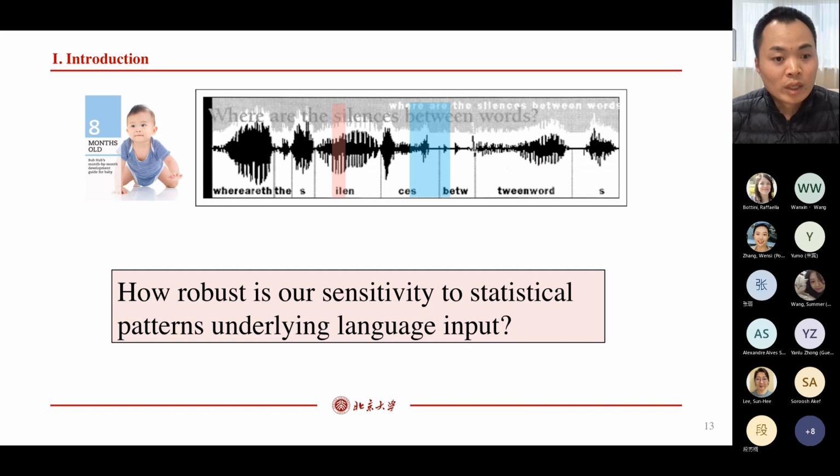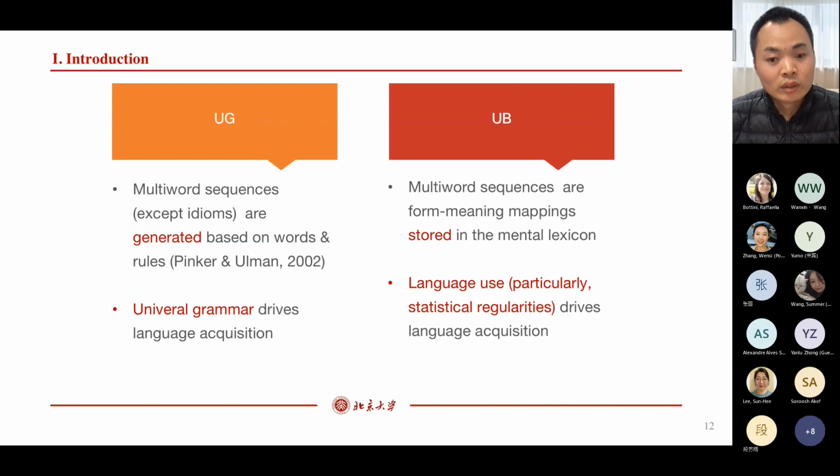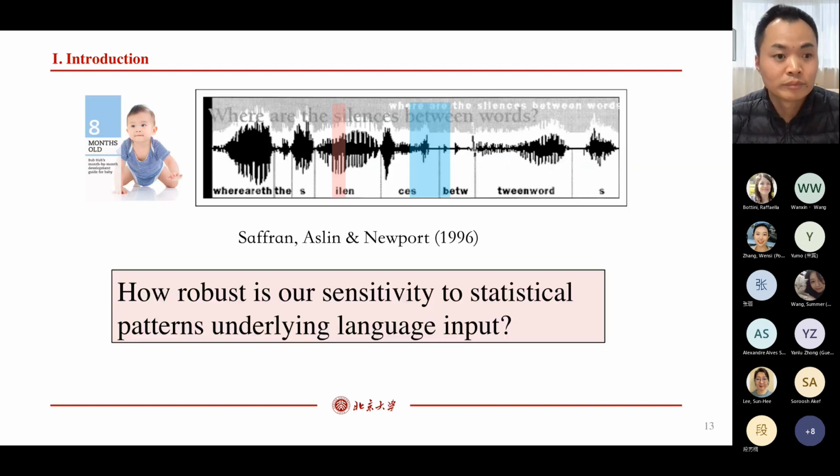So following these two slides, we're going to see why I'm going to focus on multiword sequences and why I'm going to focus on statistical regularities. Because by focusing on multiword sequences and by investigating L1 and L2 speakers' sensitivities to statistical regularities underlying multiword sequences, we are also able to shed light on this debate, UG or UB, which theory explains language acquisition better. So this is what I want to mention here.